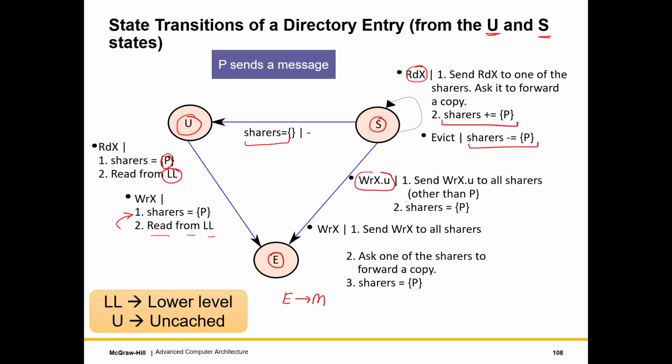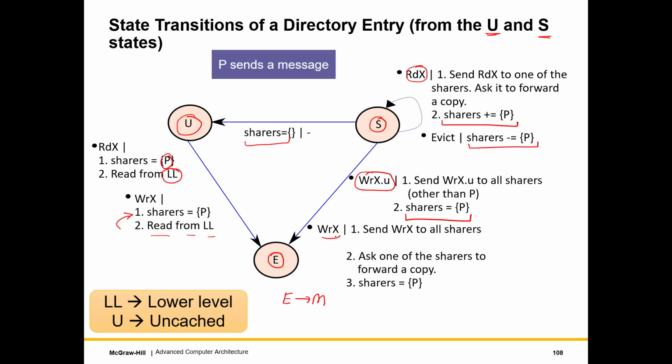If there is an upgrade message, then an invalidate message needs to be sent to all sharers, other than the requesting cache, of course. And they need to be told: look, all of you kindly invalidate yourselves. You don't have to send a copy because it's an upgrade message. And the set of sharers is only a single entity, which is the one that is requesting write permission.